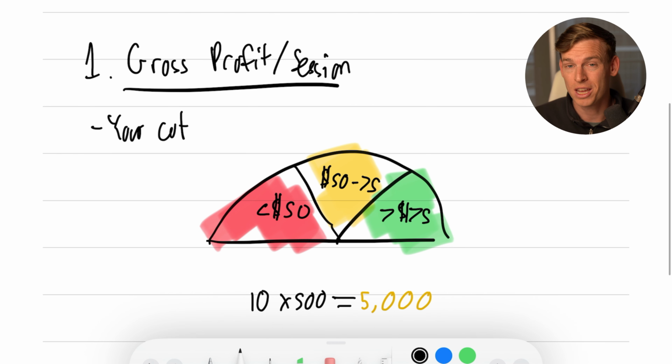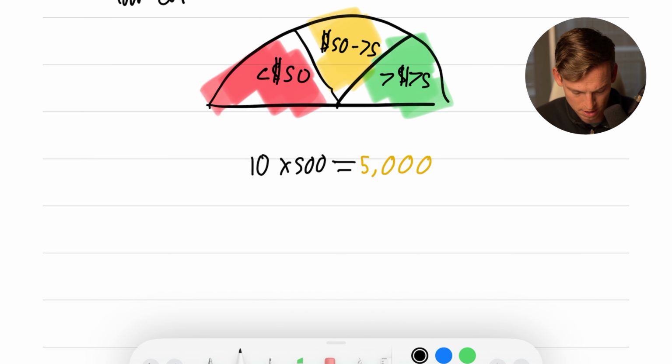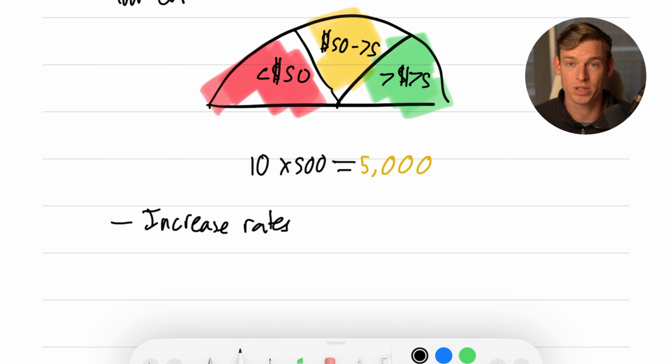Okay, so what can you do if you want to increase your gross profit per session? A couple of things. One is you can just increase the rates of the practice overall. If you want to get an extra $10 a session, if you bump the price by 20 and you pay your clinician an extra 10, you get an extra 10, it makes all the difference in the world to that margin.